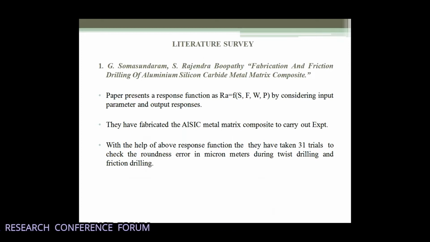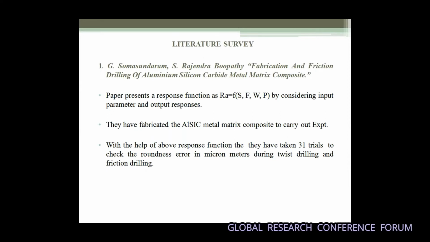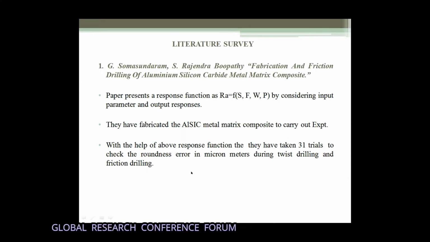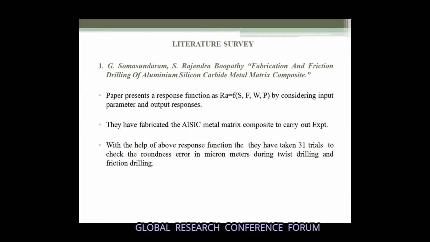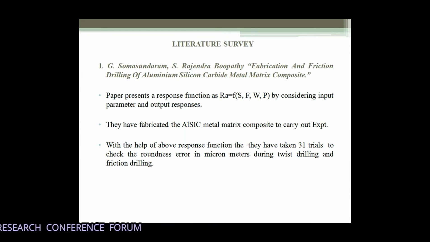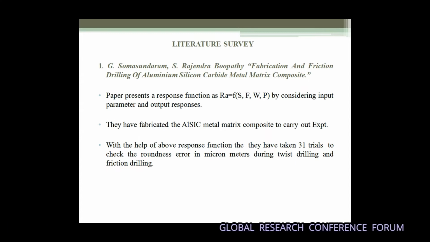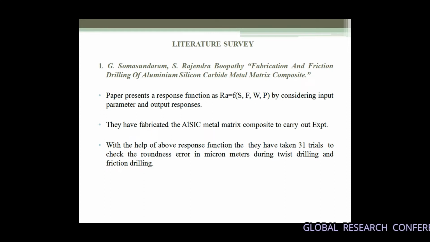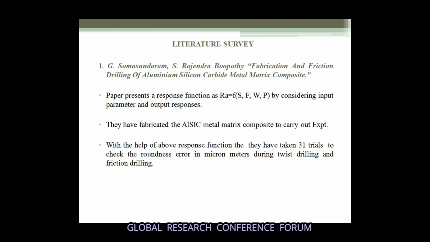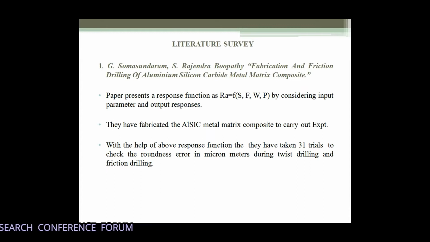I referred to some papers based on the friction drilling process. Most of the authors, based on the material they referred to, have done the experimentation. In this paper they formed a metal matrix composite and did the experimentation on it, and with the help of that they formed a function, that is, Ra equal to this function, in this paper.